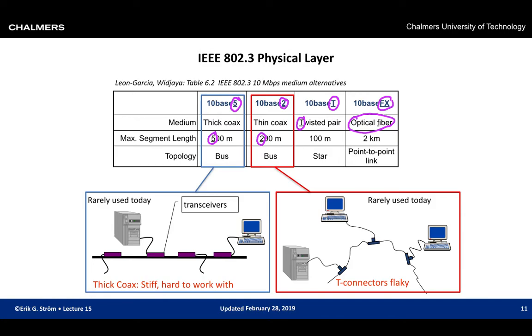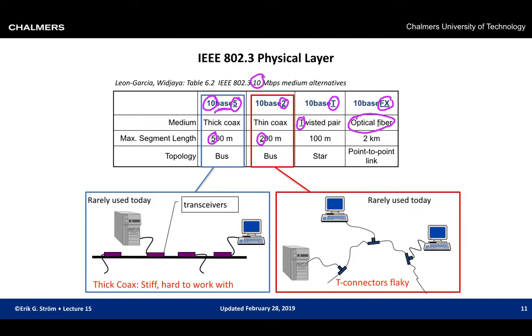This "base" here means that we are doing baseband transmission. We're not doing QAM or anything like this. And the 10 here is because this is 10 megabit. Is it? I think so. Yeah, I think it's because of 10 megabits. We'll see on the next slide if this is true or not. I actually forgot. It's embarrassing.